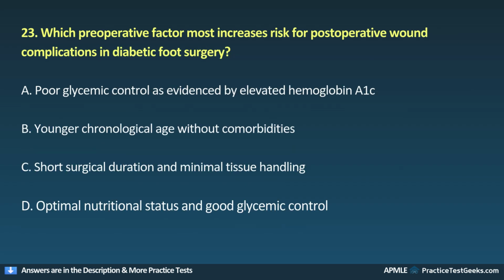23. Which preoperative factor most increases risk for postoperative wound complications in diabetic foot surgery? A. Poor glycemic control as evidenced by elevated hemoglobin A1C. B. Younger chronological age without comorbidities. C. Short surgical duration and minimal tissue handling. D. Optimal nutritional status and good glycemic control.